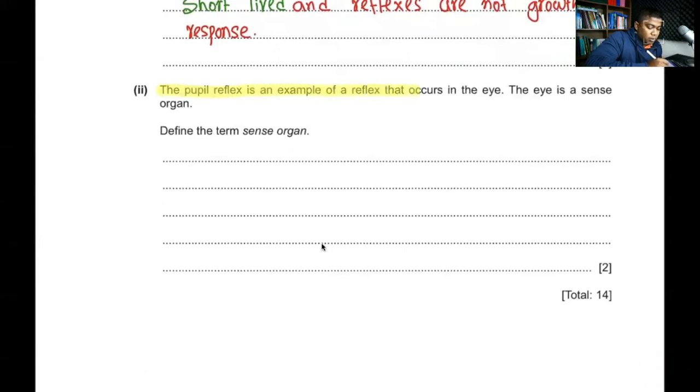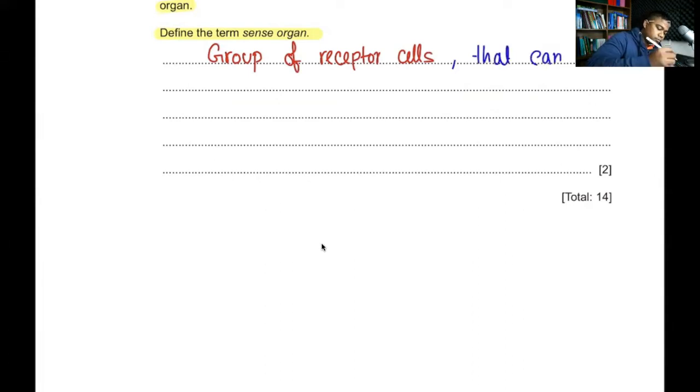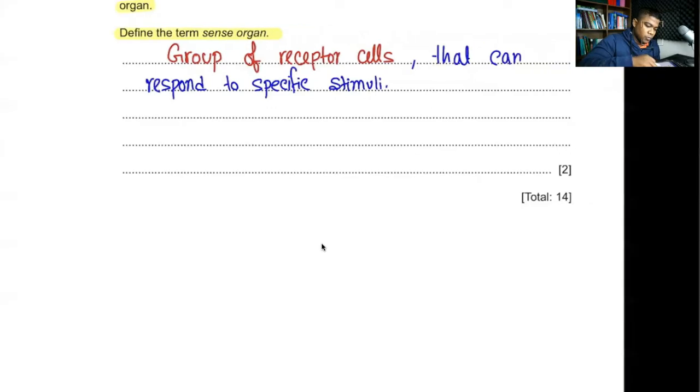The pupil reflex is an example of a reflex that occurs in the eye. The eye is a sense organ. Define the term sense organ. So we just have to define organ and how they can sense it. So, a group of receptor cells that can respond to specific stimuli. Moving on.